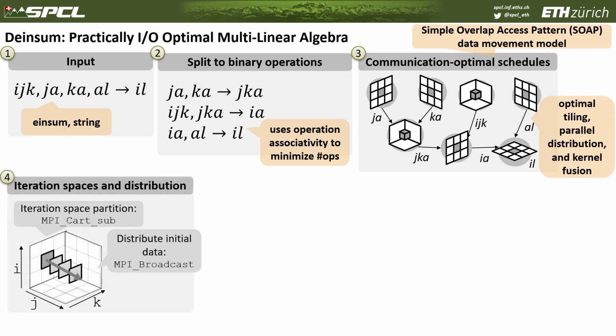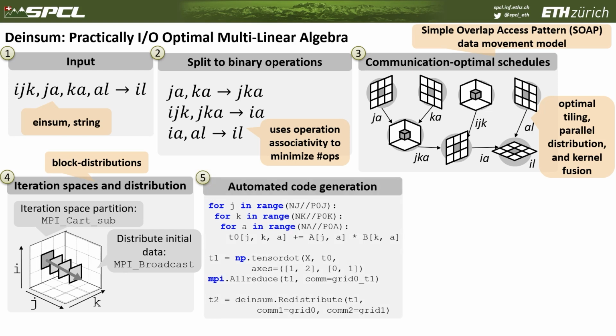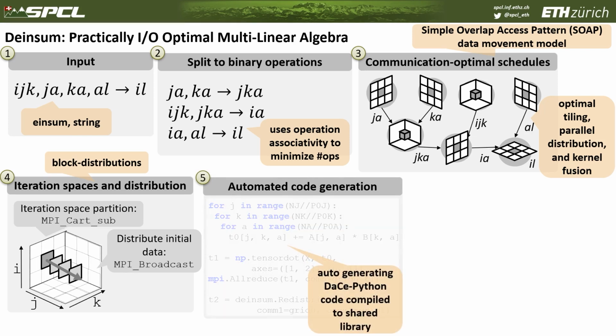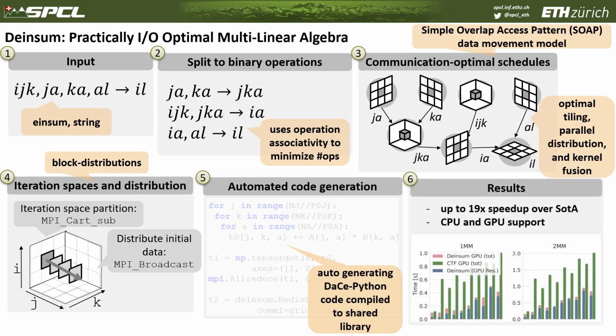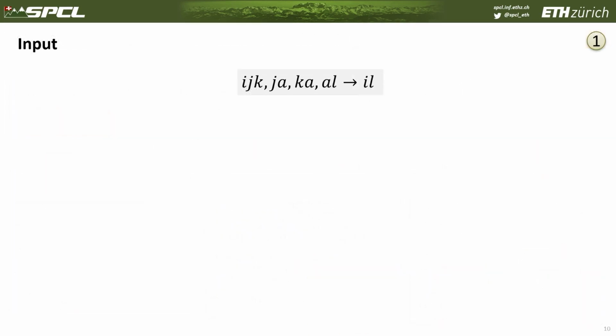We use the SOAP-derived schedule to distribute the iteration spaces and data of the program in blocks, and the final step is to automatically generate Python code that implements all of the above. And then we use the data-centric framework to compile this code to a shared library. As we will see later, with this workflow, we can achieve up to 19 times speedup over state-of-the-art, and we can support CPU and GPU architectures. So let's look at this workflow in more detail.